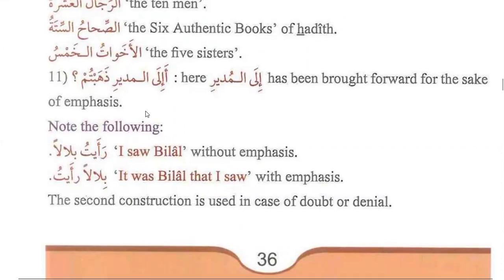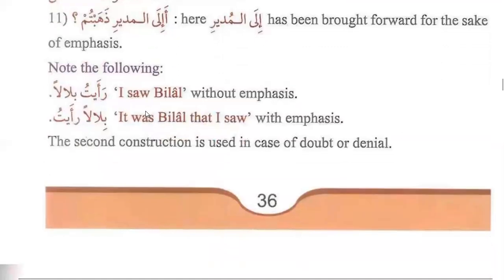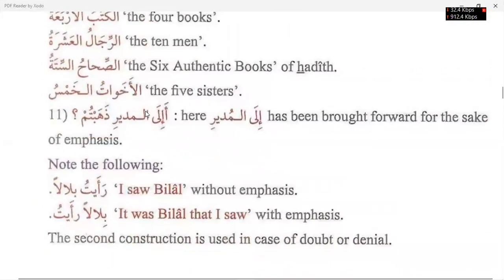Ra'aytu Bilalan, I saw Bilal, without emphasis. Bilalan Ra'aytu, it was Bilal that I saw, with emphasis. The second construction is used in case of doubt or denial. If anyone has any question, they can ask me now.